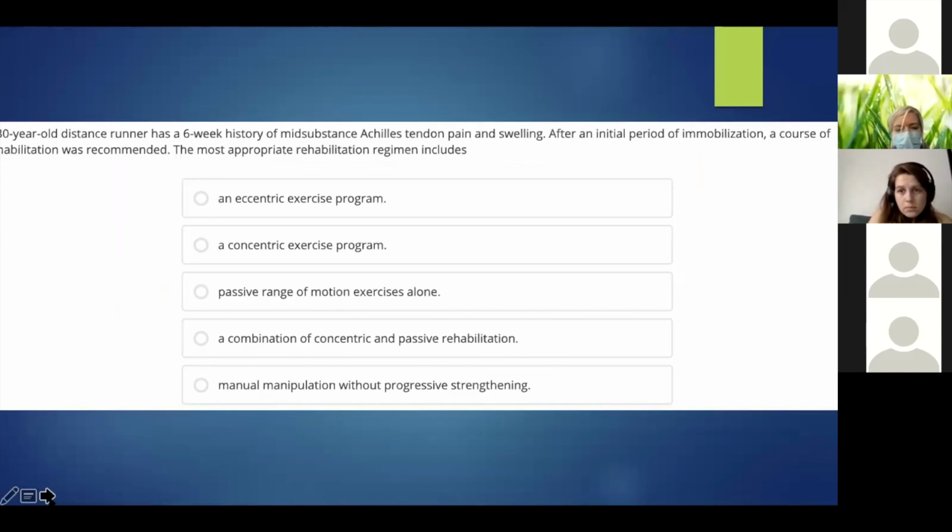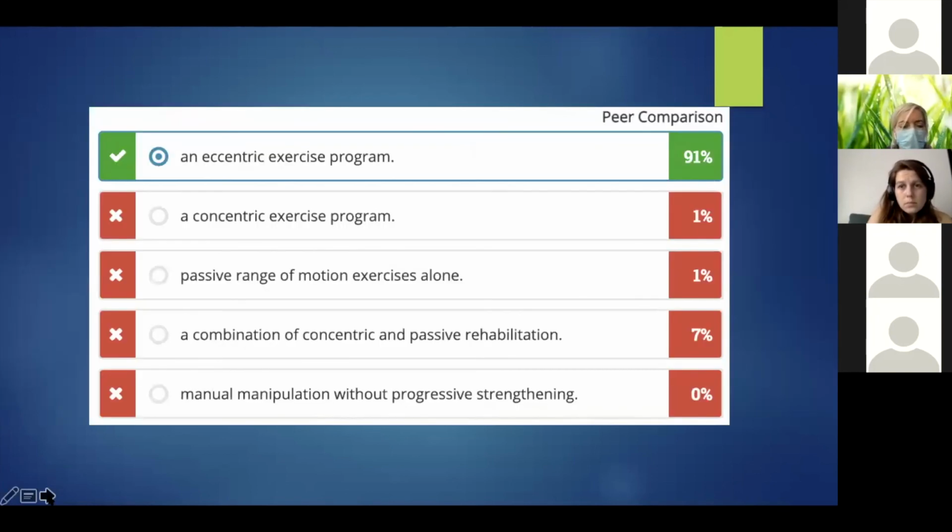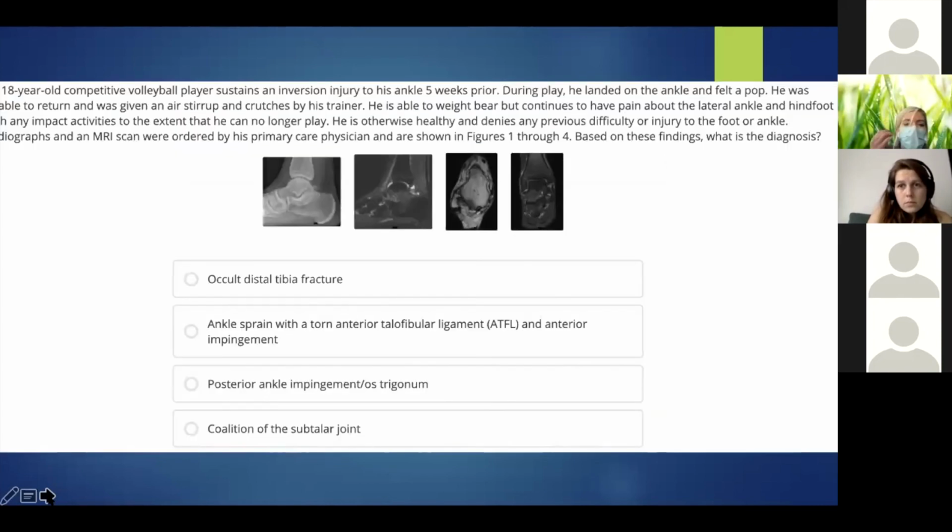Okay. So a 30-year-old distance runner has a 6-week history of mid-substance Achilles tendon pain and swelling. After an initial period of immobilization, a course of rehab was recommended. The most appropriate rehab regimen includes, so we have discussed this before, eccentric exercises. Right. Again, repetition is key. You guys are seeing the same things over and over, right? So eccentric exercises is what gets these better. Okay. All right.